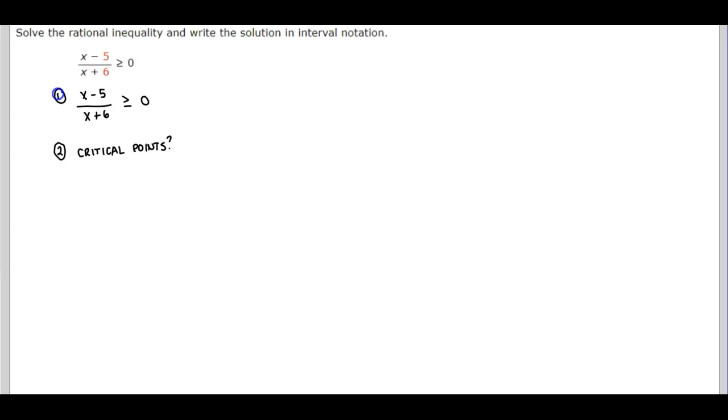Okay, so if we take a look at the numerator, it is x minus 5. We're going to set that equal to 0 and solve for x. If we add 5 to both sides, then x equals 5 is one of the critical points.